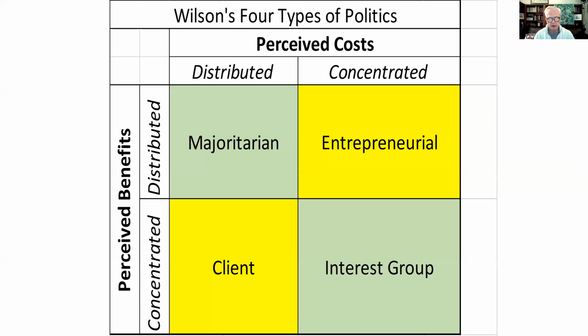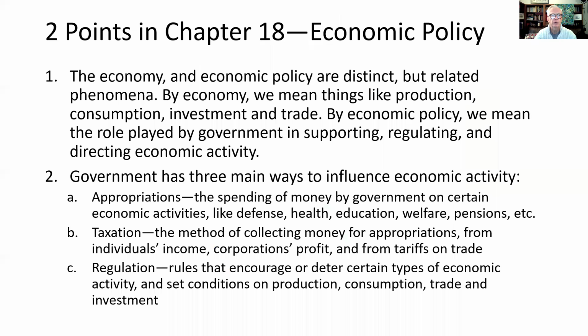I also talked before about the four types of politics that the Wilson book discusses here: majoritarian, entrepreneurial, client, and interest group. So keep those in mind as well as we go through this material. Two points I want to make that are important in Chapter 18 about economic policy.